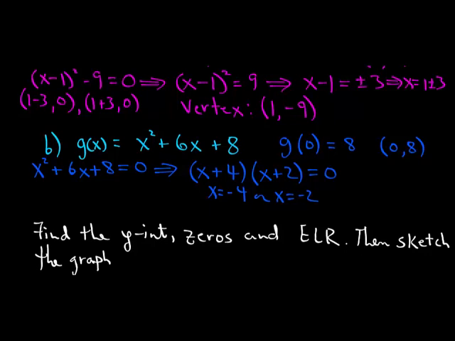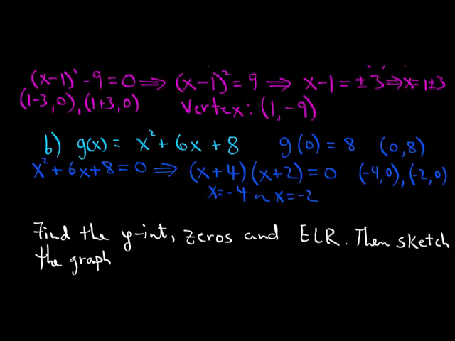Now, if this were (x plus 4)(x plus 2) equals some number like 5, we couldn't do this. But here's the thing. We have two x-intercepts, (-4, 0) and (-2, 0). Okay, x equals -4, x equals -2. Those are zeros of the function, and the intercepts would be (-4, 0) and (-2, 0).